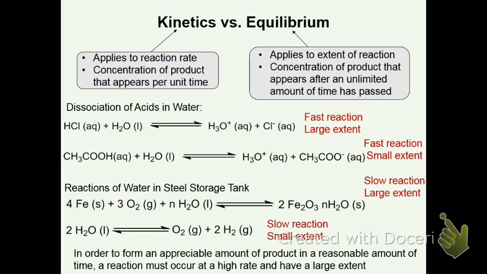So when we think about reactions, we want to think about both whether or not any product will form in a reasonable amount of time, and how much product will form in a reasonable amount of time. So a reaction that would be working well from a synthetic standpoint, for example, is something that occurs at a high rate and has a large extent.